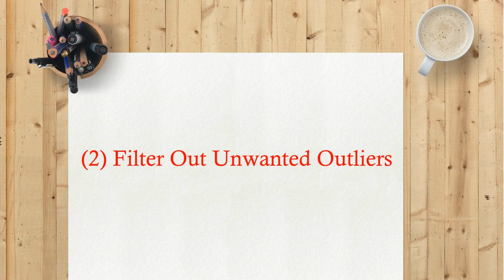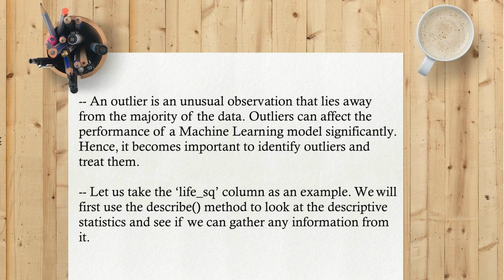2. Filter out unwanted outliers. An outlier is an unusual observation that lies away from the majority of the data. Outliers can affect the performance of a machine learning model significantly. Hence, it becomes important to identify outliers and treat them. Let us take the life_sq column as an example. We will first use the describe method to look at the descriptive statistics and see if we can gather any information from it.